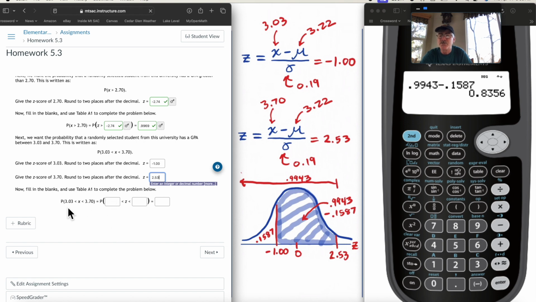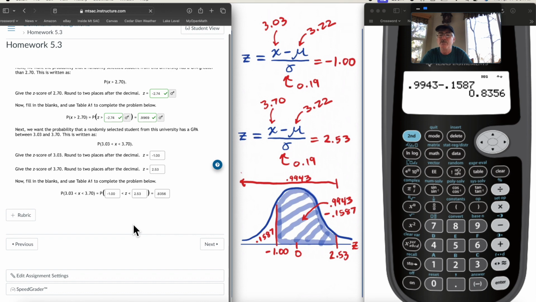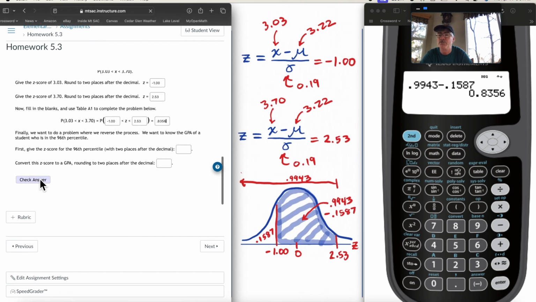So for x to be between 3.03 and 3.70, that's the same as z being between -1.00 and 2.53. Okay, and then we did the math and came out to 0.8356 on the calculator. So 0.8356 is our answer. And once again, I will be checking it because I only have a little bit of faith. And it looks great.